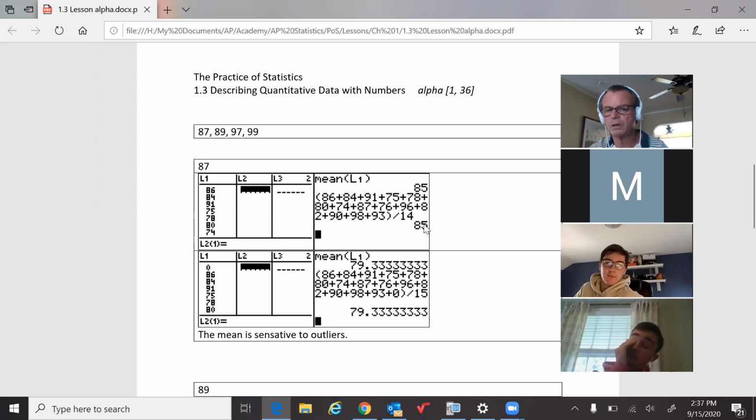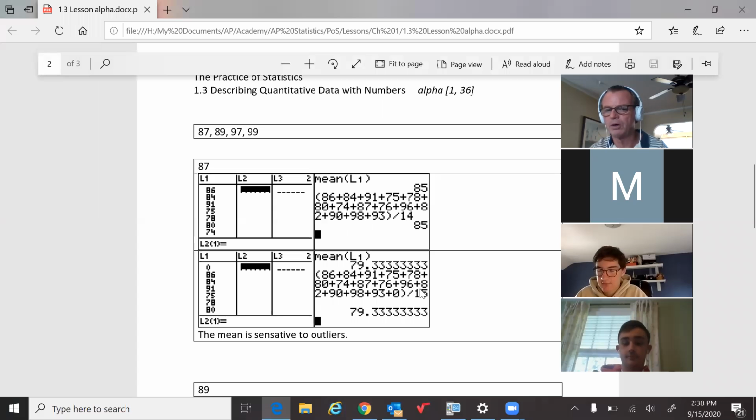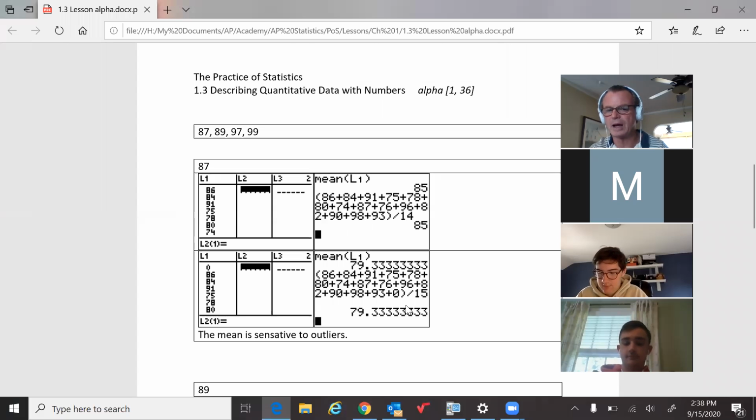And what happened? Joey had a bad day, and on the 15th quiz, he got a 0. So the 0 doesn't add to the total, but you divide by a greater number, his average went down. Why? Because the mean is sensitive to outliers. This 0 is an outlier. It's a lower test score than he's used to, and that drags the mean down. That's the skewness.